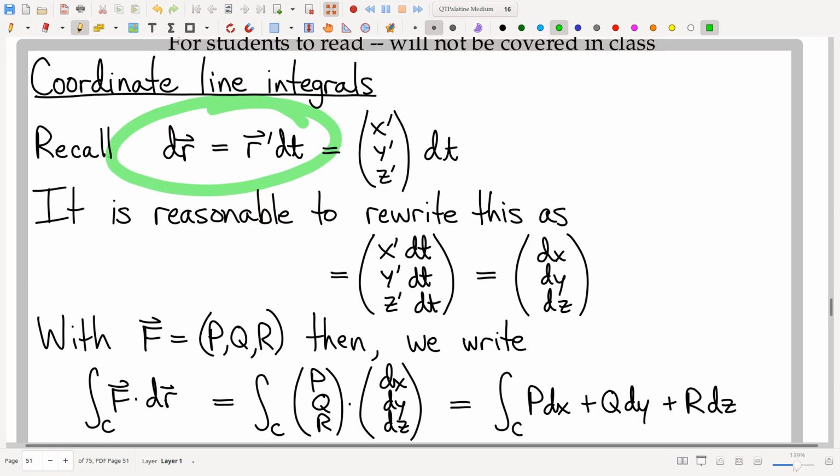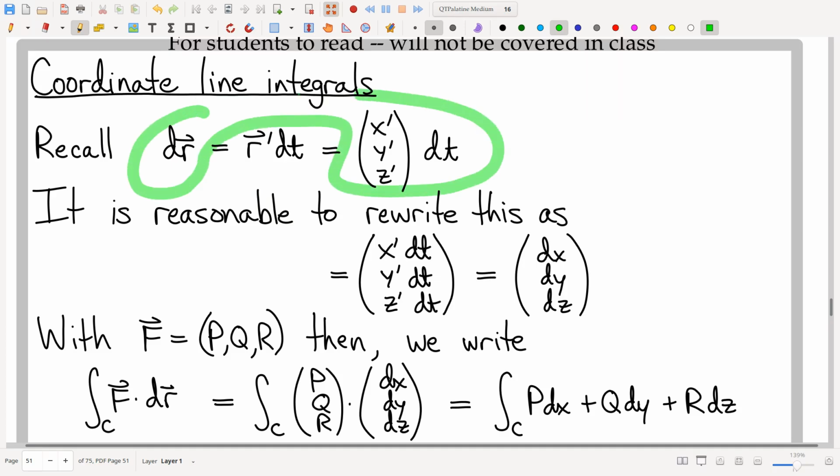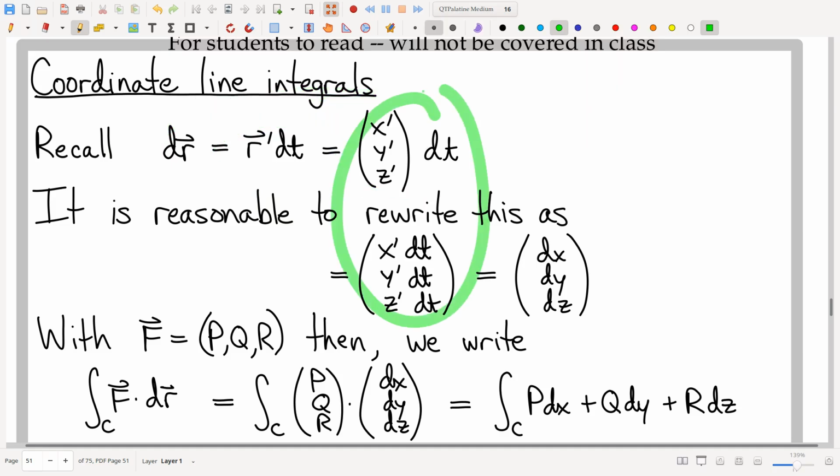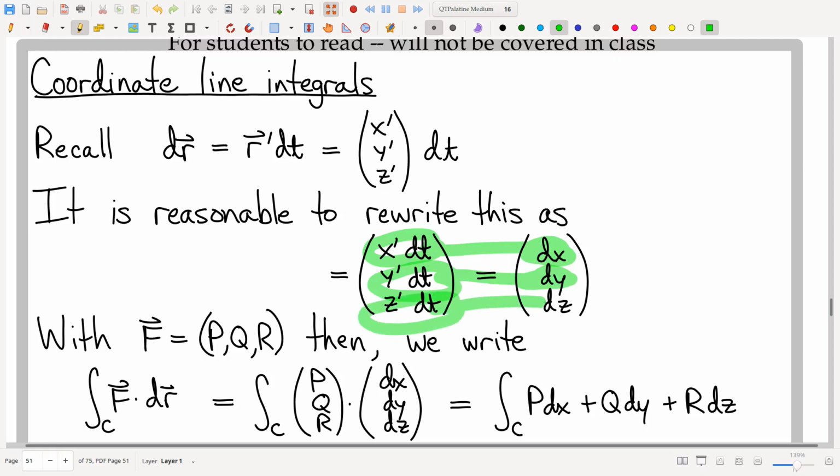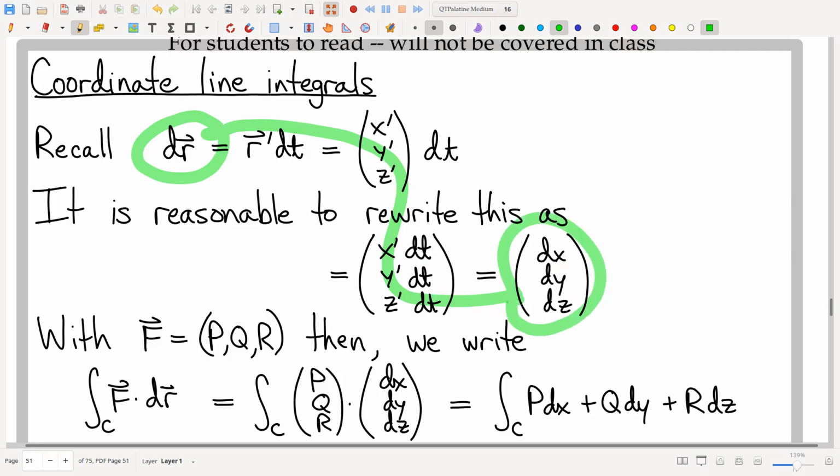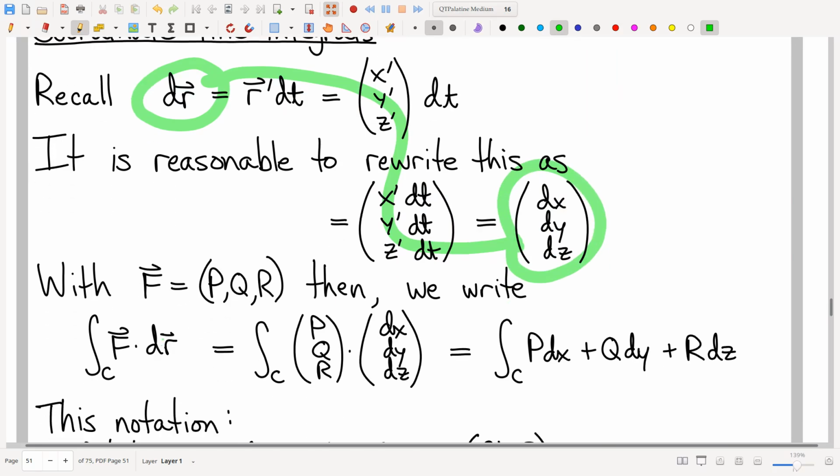And notice nothing really happens when I rewrite that with coordinate notation. That's just coordinates representing r prime. Nothing happened there, and then nothing happened there. It's scalar multiplying into all the coordinates, of course. And then we find ourselves in this situation where it really makes sense to call these coordinates dx, dy, and dz. So, fairly natural to rewrite dr as dx, dy, dz.